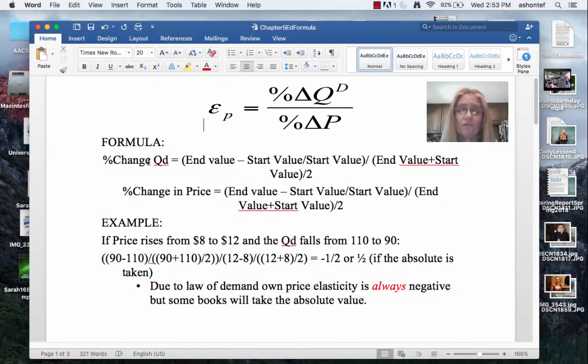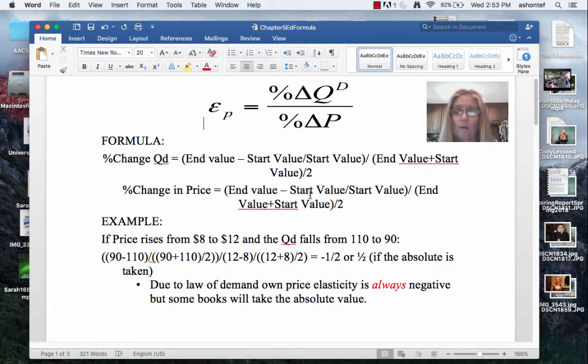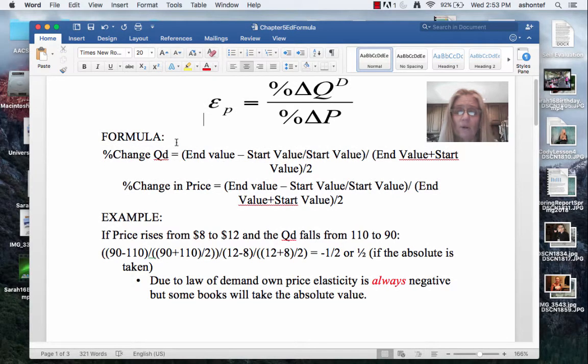So for percent change, you'll put in an end value minus the start value, divided by the start value, and then you take the average. For the quantity demanded, these end and start values for the percent change in quantity demanded will be your quantity demanded. And then you'll do the same thing for percent change in price. You'll take the end value minus the start value, divide it by the start value, and then do the end value plus start value over 2 for that average. And then you'll take whatever number you get for the percent change in quantity and divide it by the number you get for percent change in price.